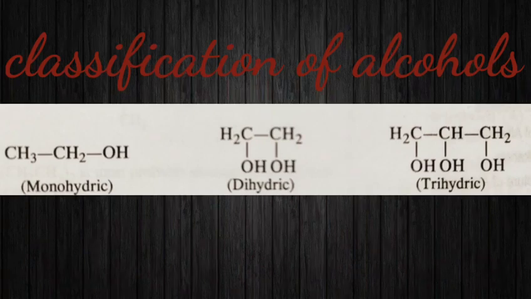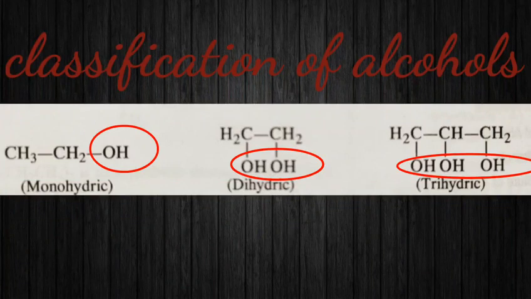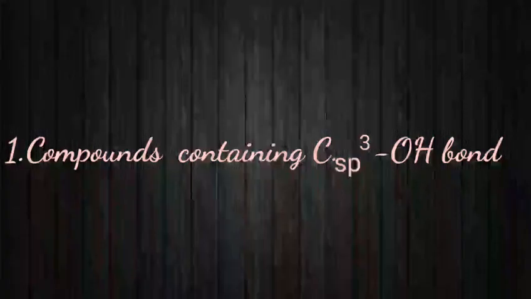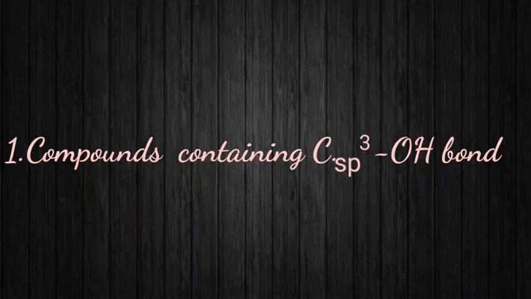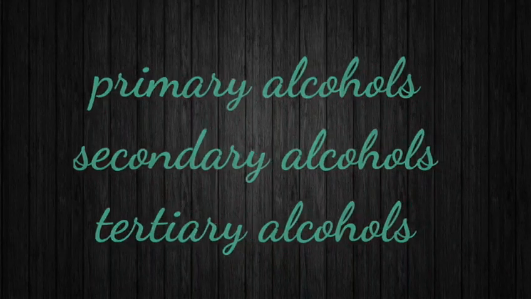Now students, if I'll talk about the classification of alcohols, then alcohols have been classified as mono, di, tri or polyhydric compounds depending upon the number of hydroxyl groups present. Monohydric alcohols may be classified on the basis of hybridization of the carbon atom to which the hydroxyl group OH is attached. Students, in this type of alcohols, the hydroxyl group OH is attached to an sp3 hybridized carbon atom of an alkyl group. They are further classified as primary alcohols, secondary alcohols and tertiary alcohols.